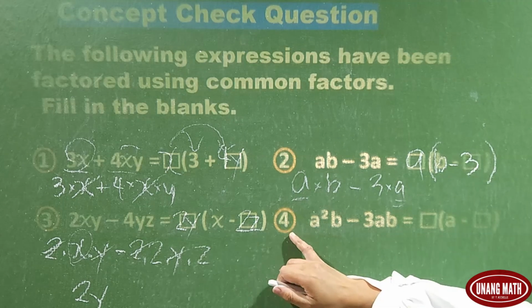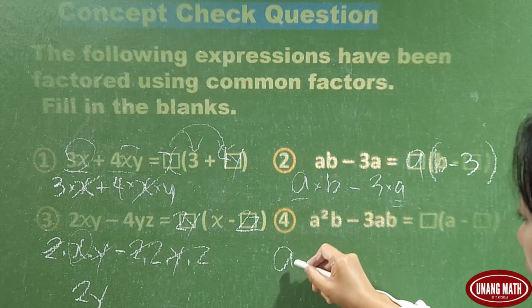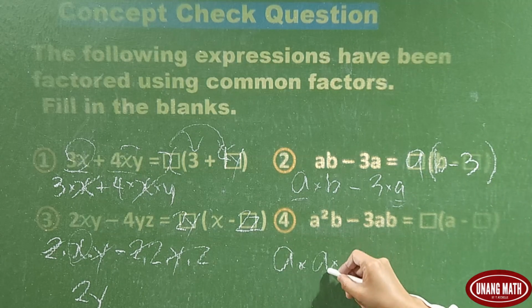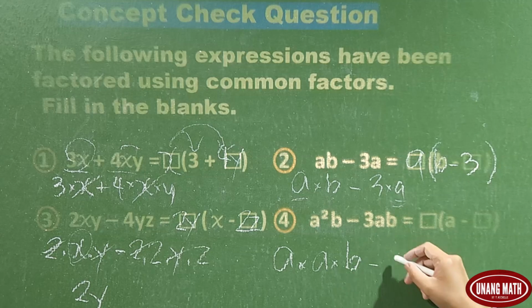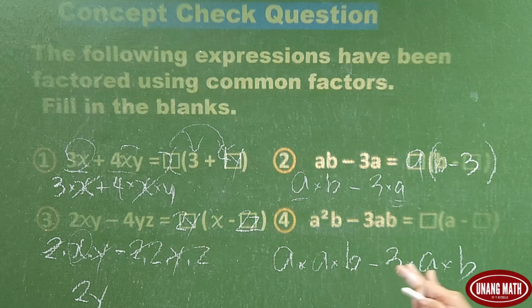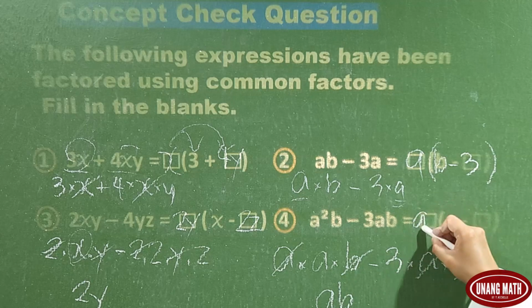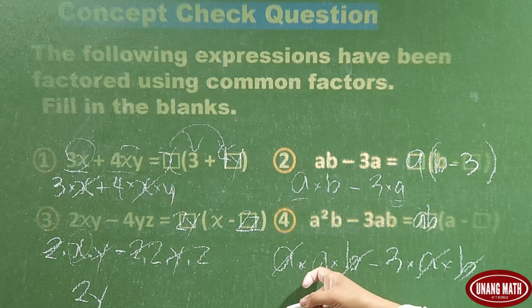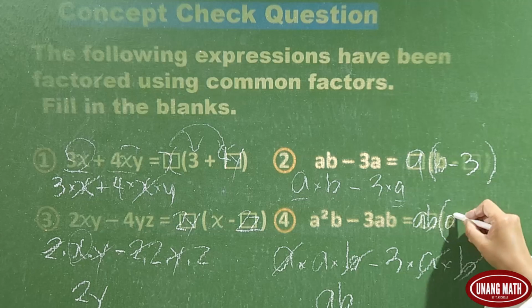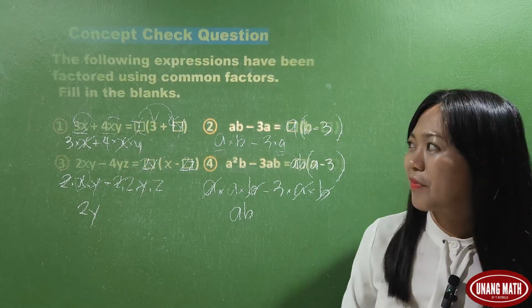What about number 4? A squared b minus 3ab. A squared is a times a, times b. Minus, this is 3 times a times b. For the common factor, we have a, b. So ab is our common factor. And what's left would be a minus 3. So this is another factor. So ab times (a minus 3).